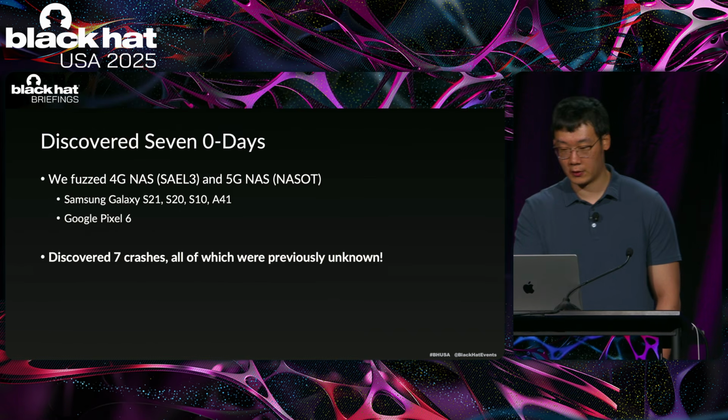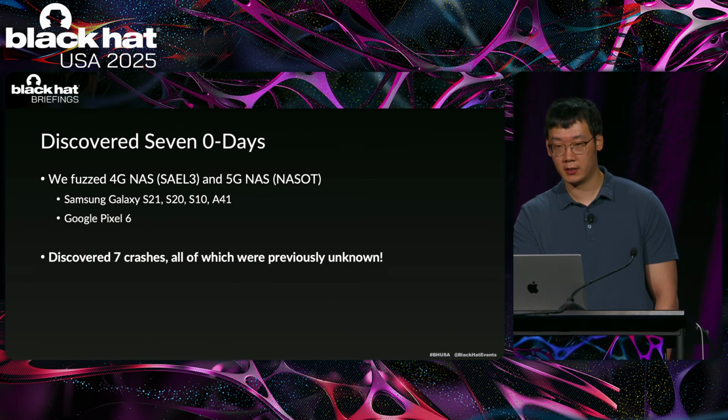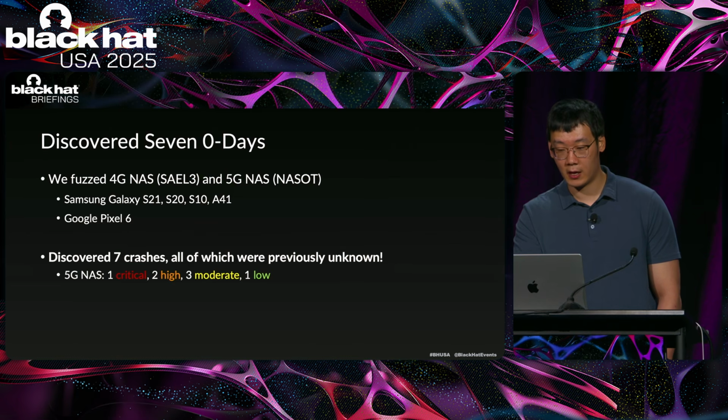After running fuzzing, we actually discovered 7 unique crashes, all of which are exploitable using over-the-air messages on real phones. Those are all previously unknown, and those include 1 critical vulnerability, 2 high, 3 moderate, and 1 low assignments from vendors. We also found an additional heap overflow bug that is not one of these 7 real crashes.